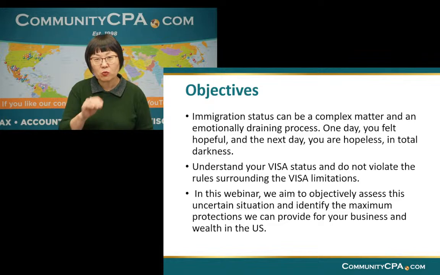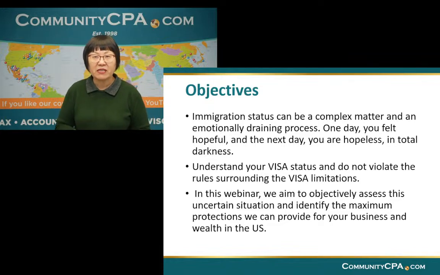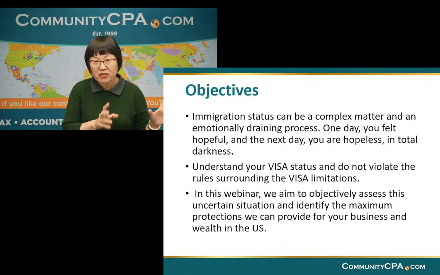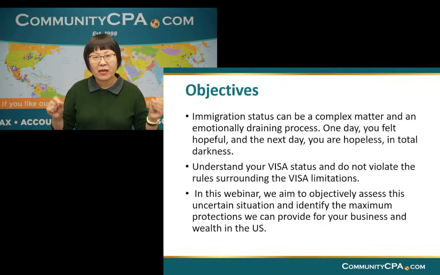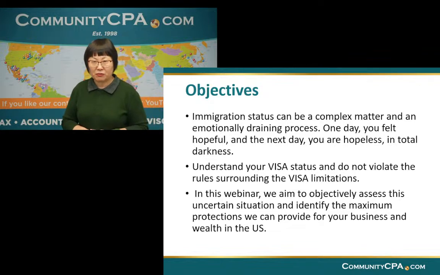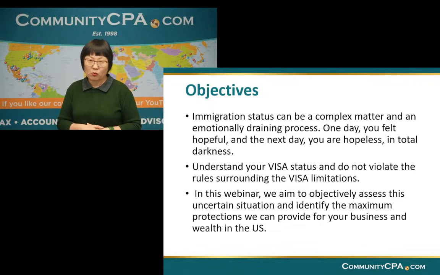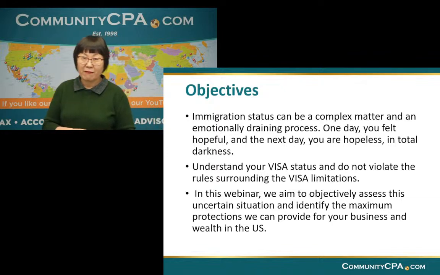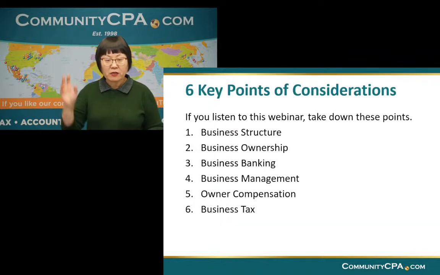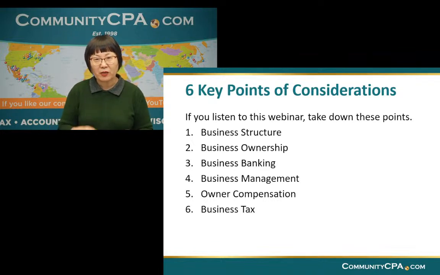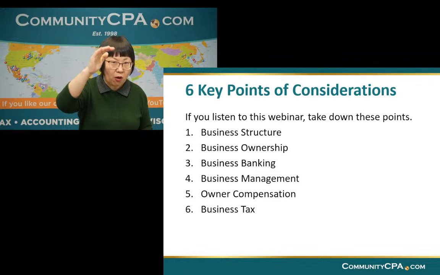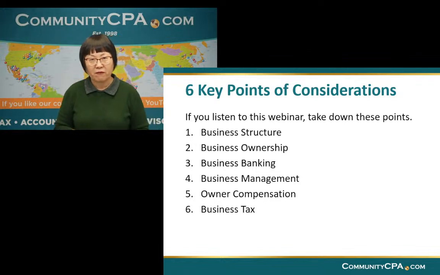The scope of this webinar: we aim to objectively assess these uncertain situations and identify the maximum protection we can provide to you for your business and wealth in the U.S. All right? So let's go for it. There are only 6 points to consider. If you listen to this webinar, take down these points. Write them down on a piece of paper or take a screenshot, because I want you to go through all of these to prepare yourself.